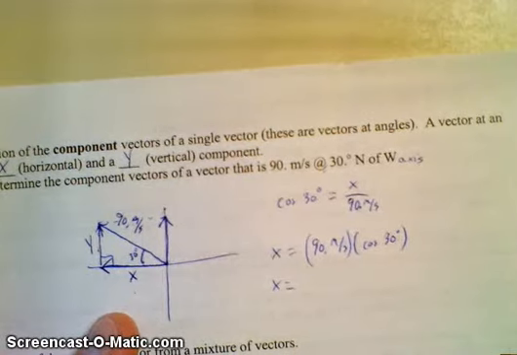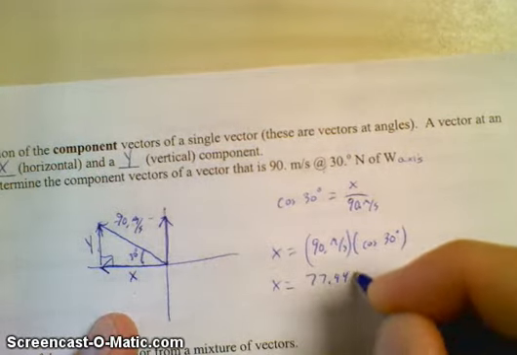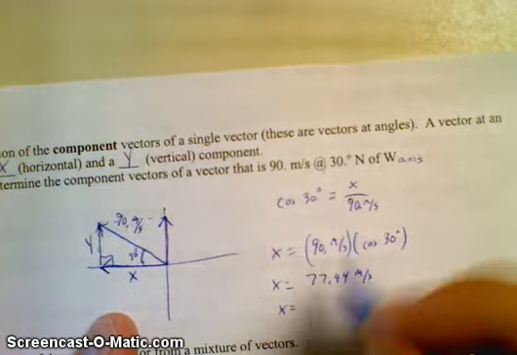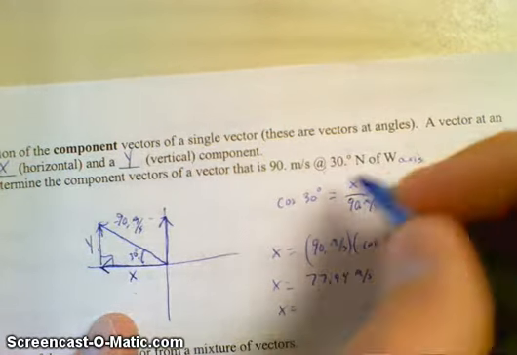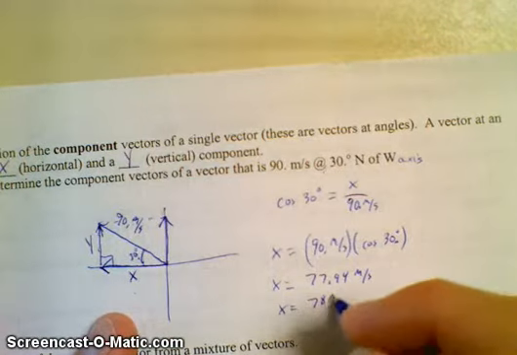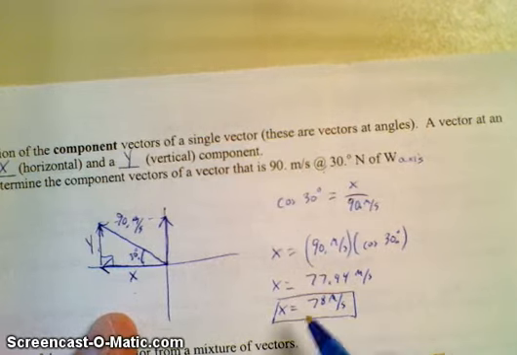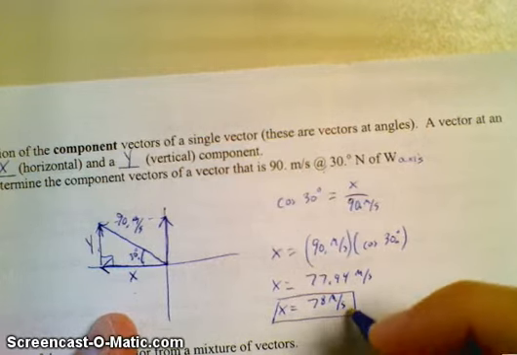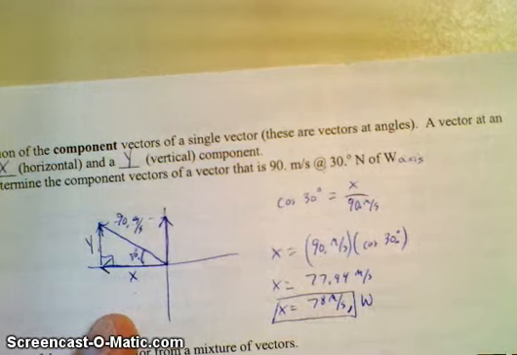Plug that in my calculator. I get 77.94 meters per second. Again, round to the right number of digits. This should be 30 point right there. So this is going to round to 2 digits, so I get 78 meters per second. Ooh, what am I missing? Good, a direction. What direction is that pointing? West. Don't forget that, like I did.